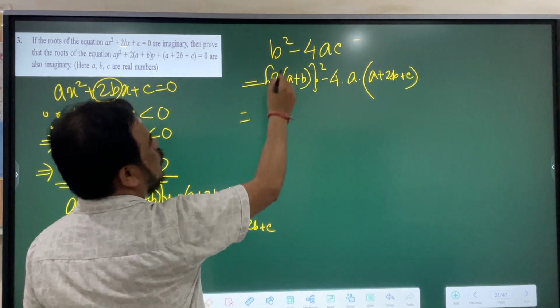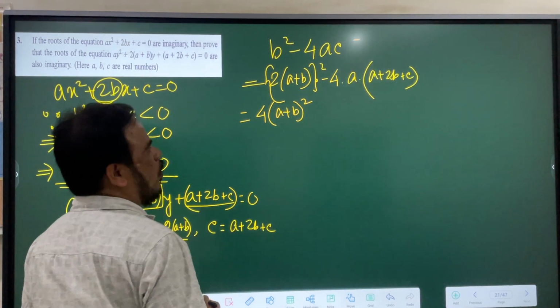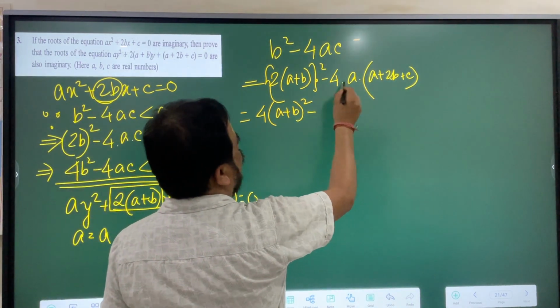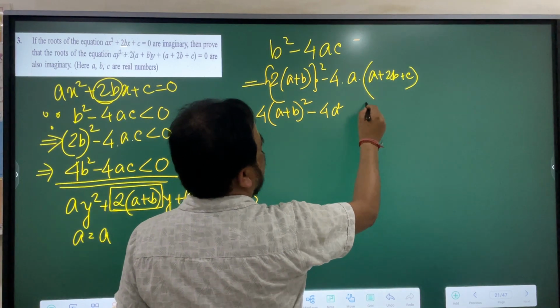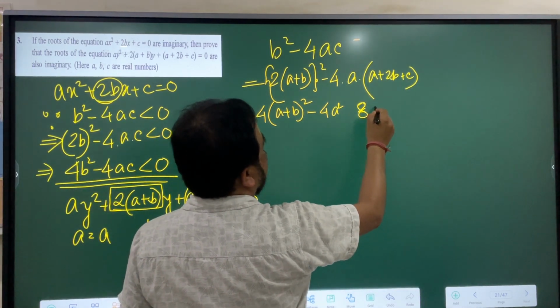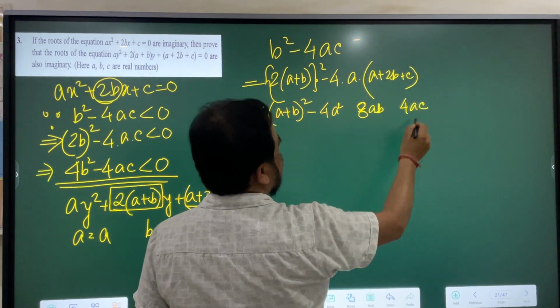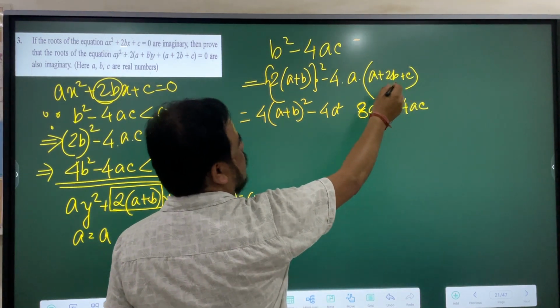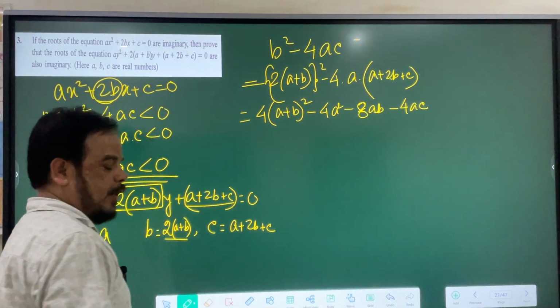Now we will do the calculation. 2 square is 4, a plus b whole square, let us write for time being, minus 4a into a, 4a square, 4a into 2b, 8ab, 4a into c, 4ac. The sign here is everywhere plus, but before the bracket a minus sign is there, so this will be minus, that you know already.